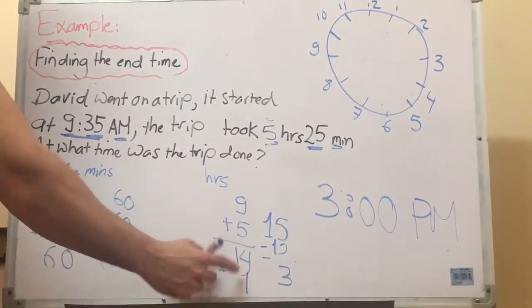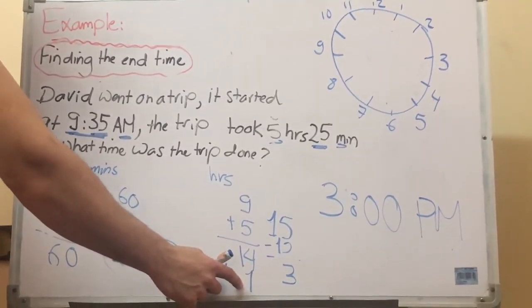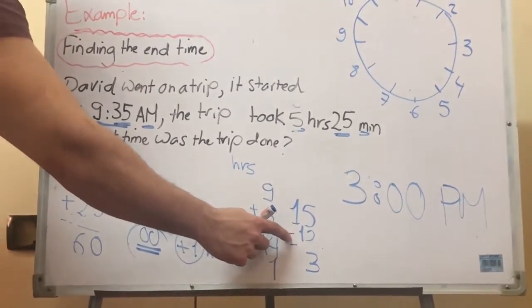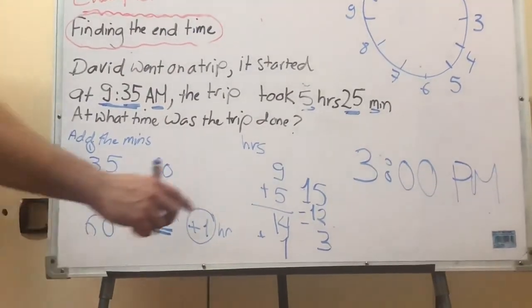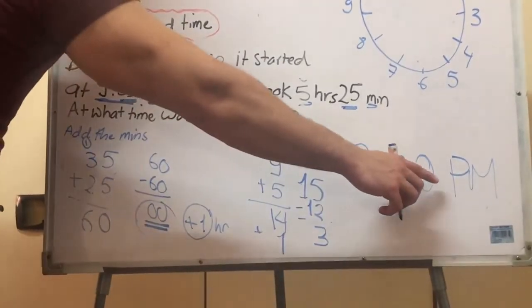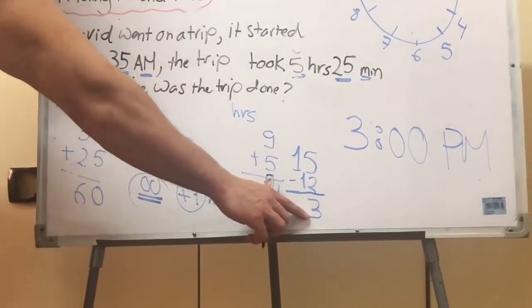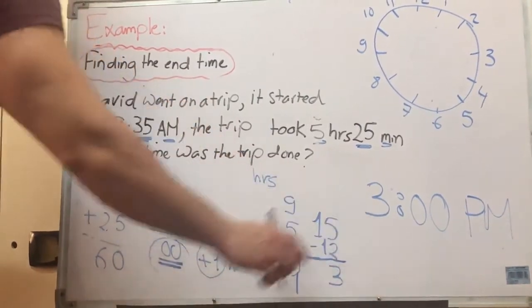So it's the 14 that I got from here, plus the 1 hour. It gives me 15. And then from 15, I subtracted 12, because 15 is bigger than 12. So I have to subtract 12 and change the clock from AM to PM. After I subtracted 12, I got 3, which is the time that the trip is done.